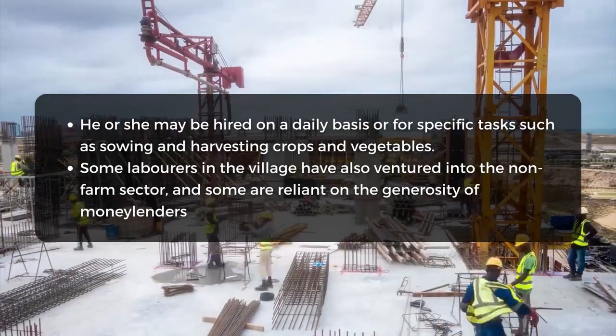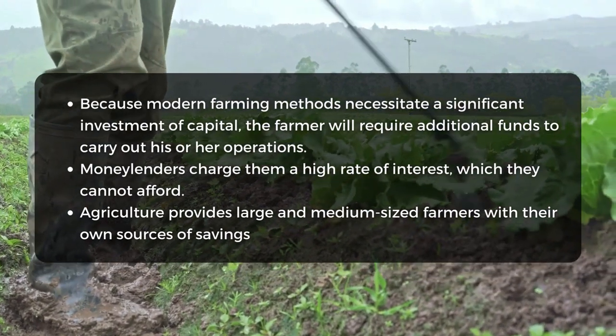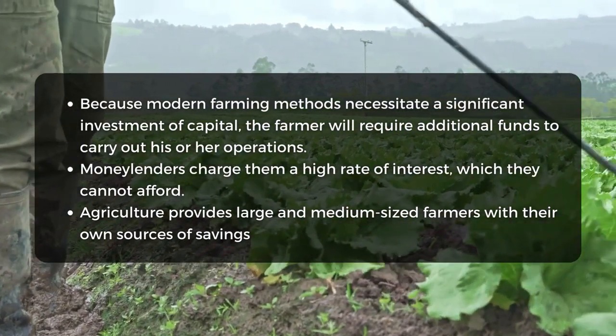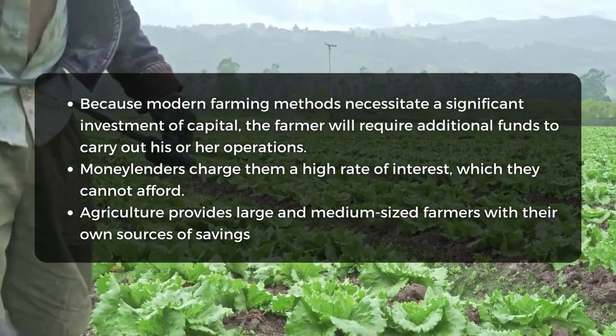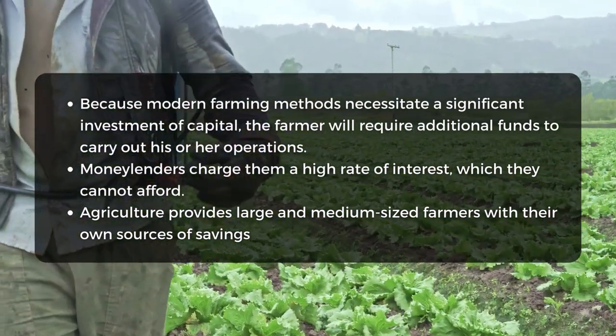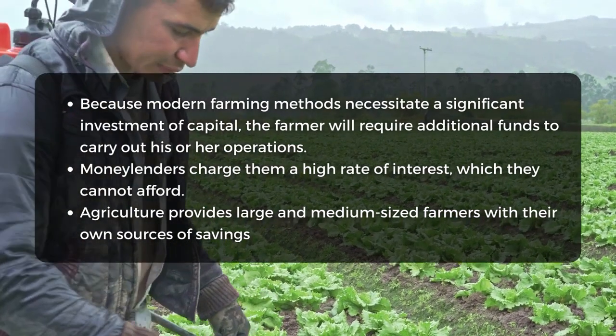Some laborers in the village have also ventured into the non farm sector, and some are reliant on the generosity of moneylenders. Capital needed in farming. Because modern farming methods necessitate a significant investment of capital, the farmer will require additional funds to carry out his or her operations. Moneylenders charge them a high rate of interest, which they cannot afford.